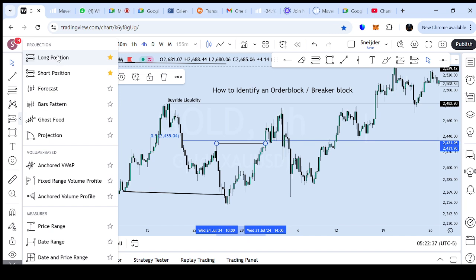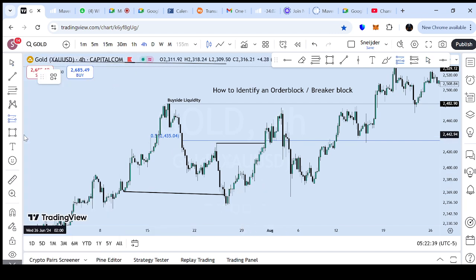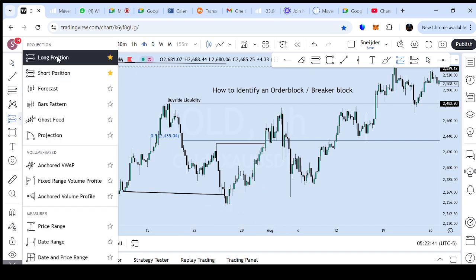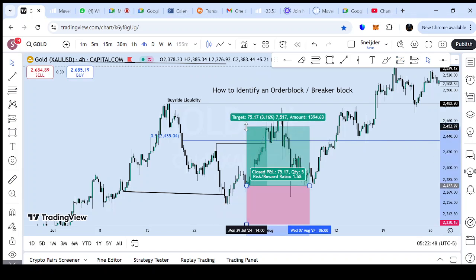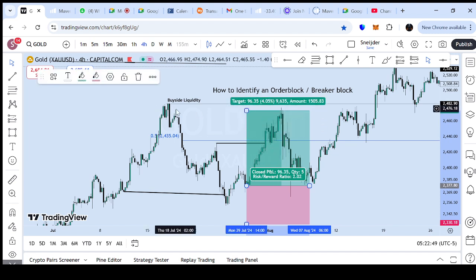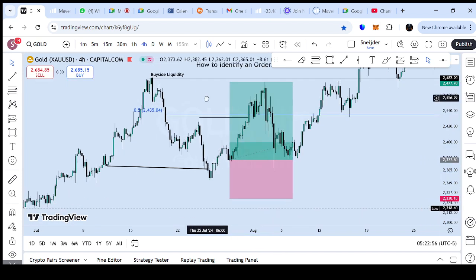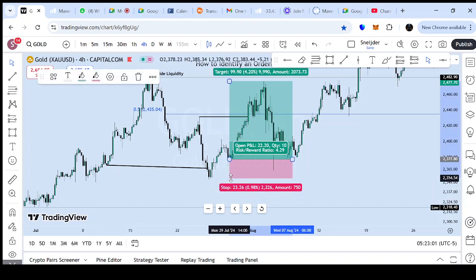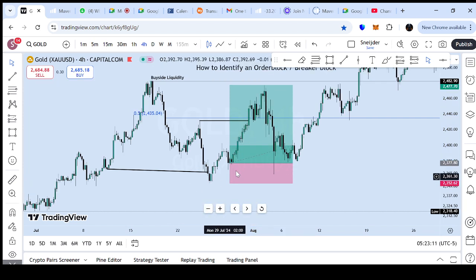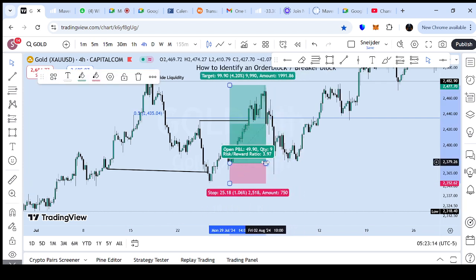To enter a long position, you click here and drop it. If you are taking profit where price delivers into, then you set your stop loss here, below this order block after taking the sell side liquidity. Here becomes your order block. This is how to enter a long position.